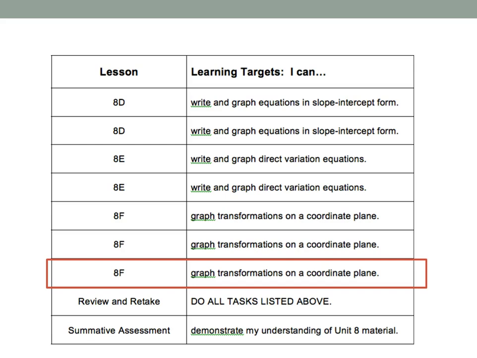So, as you can see, we are pretty close to the end of the unit. We're going to have review and retake and summative coming up.